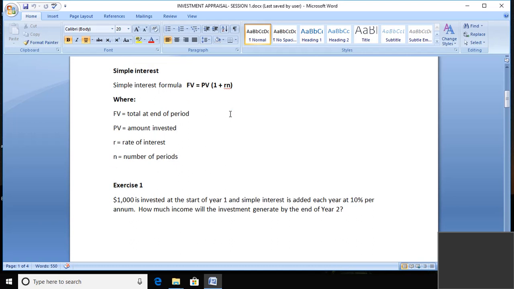In this formula, FV stands for the total amount of money at the end of the period. This will be the total sum that will be in an investment at the end of a period. The PV stands for the amount invested. You can also call it the principal amount. R stands for the rate of interest, and N in the formula stands for the number of periods.